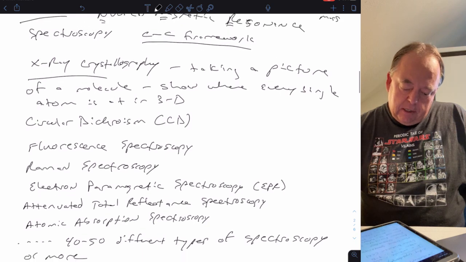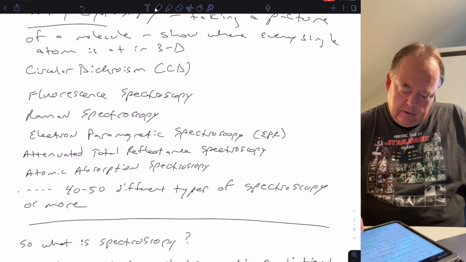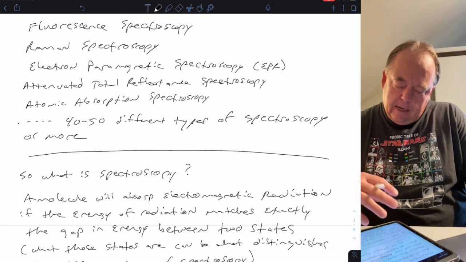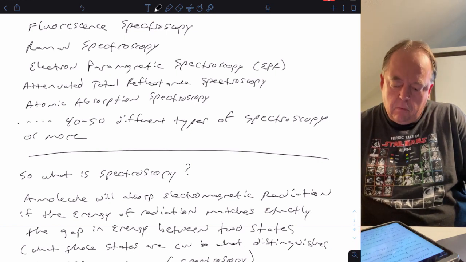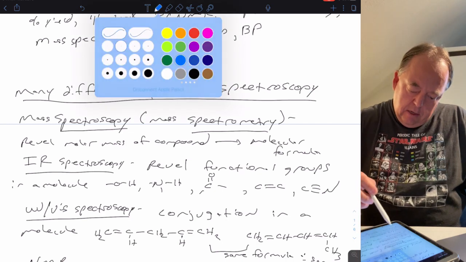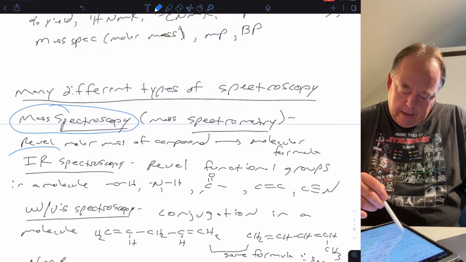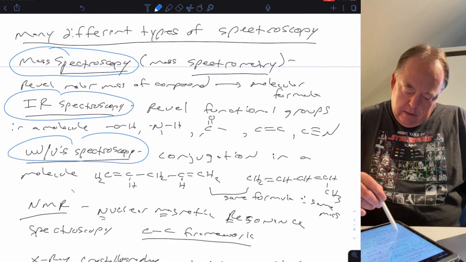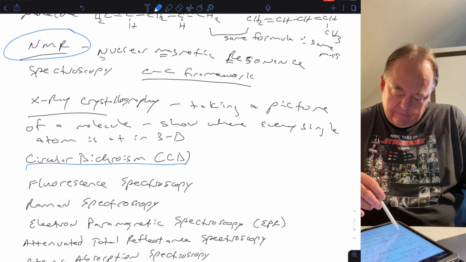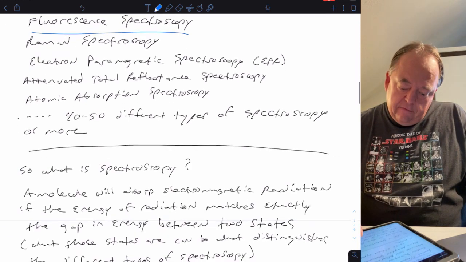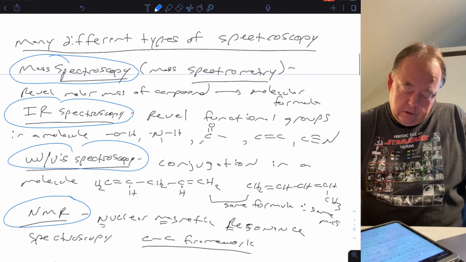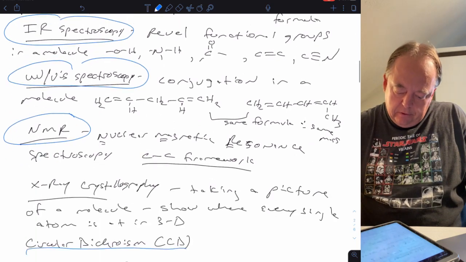So there's all kinds of spectroscopies. There's circular dichroism spectroscopy, fluorescence spectroscopy, Raman spectroscopy, electron paramagnetic resonance spectroscopy, attenuated total reflectance spectroscopy. There's easily over 40 to 50 or more different types of spectroscopy. In this class, we'll look at mass spectrometry or mass spectroscopy, IR spectroscopy, UV-vis, and NMR. For sure those 4, and if there's time we may look at some of the others like circular dichroism spectroscopy and fluorescence spectroscopy. They're all very powerful. They all tell something different about a molecule. To an organic chemist, though, these 4 forms of spectroscopy are without question the most important and most valuable.